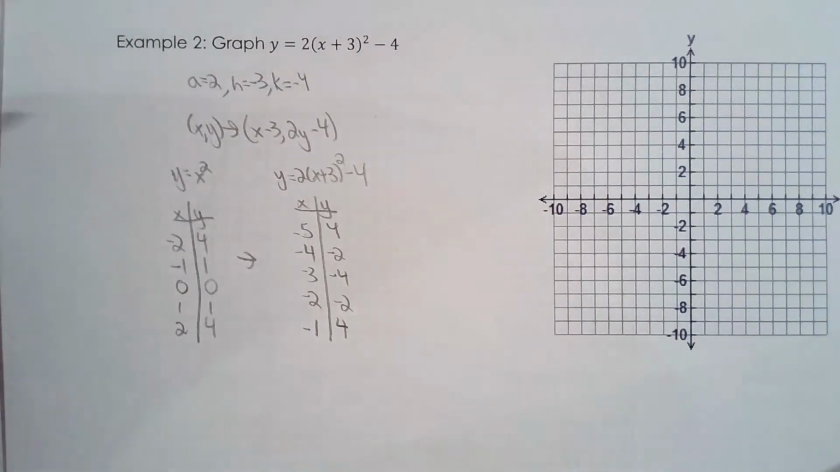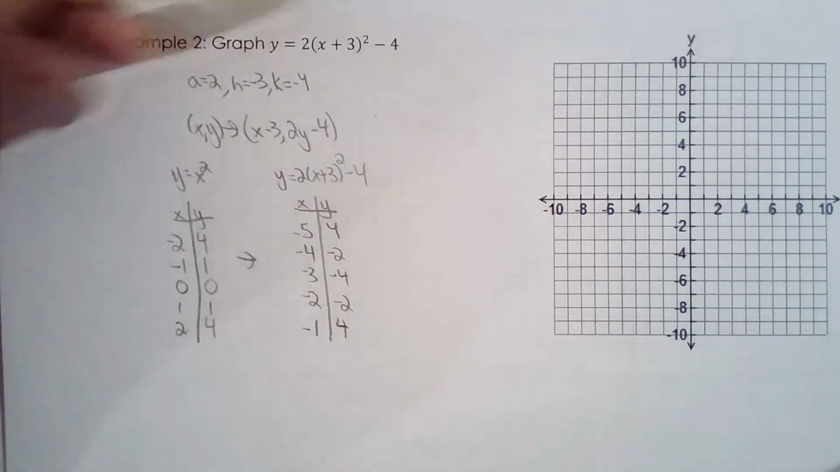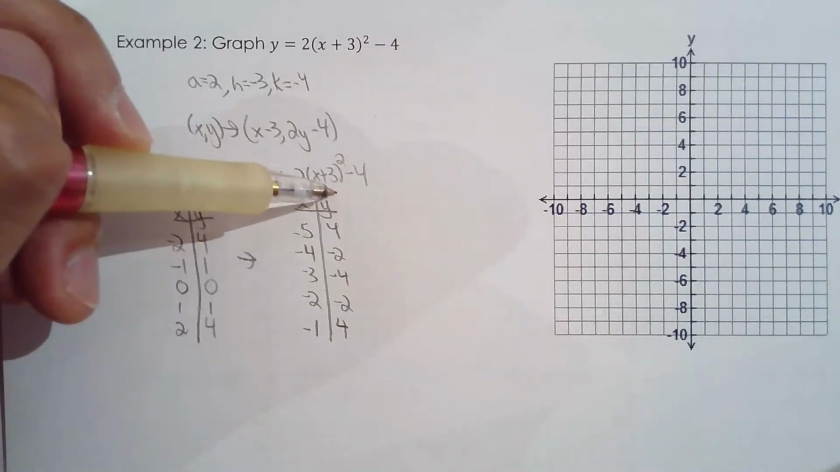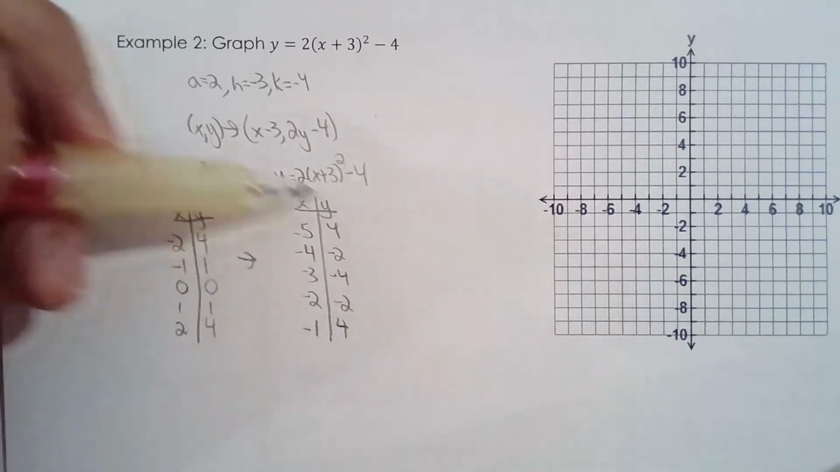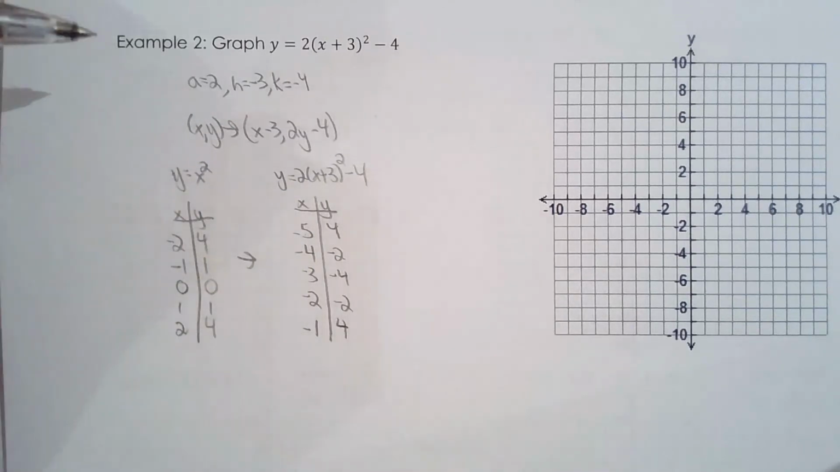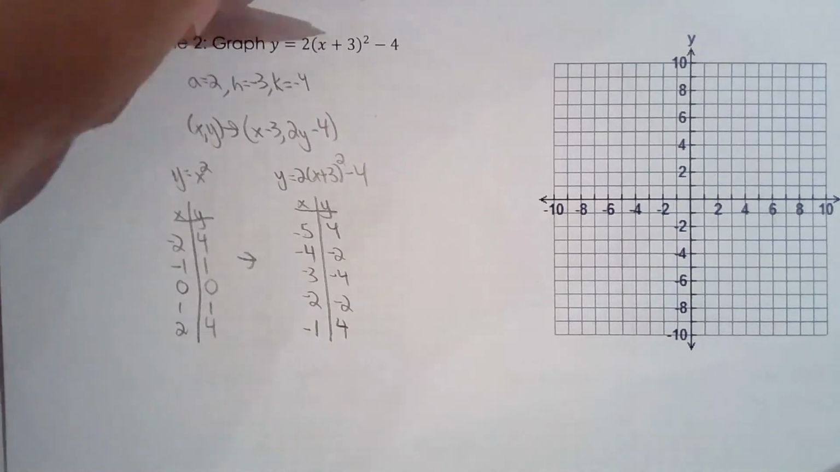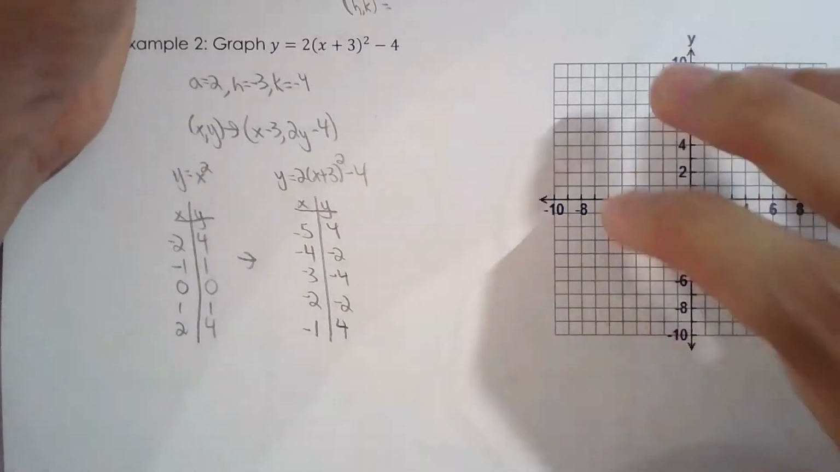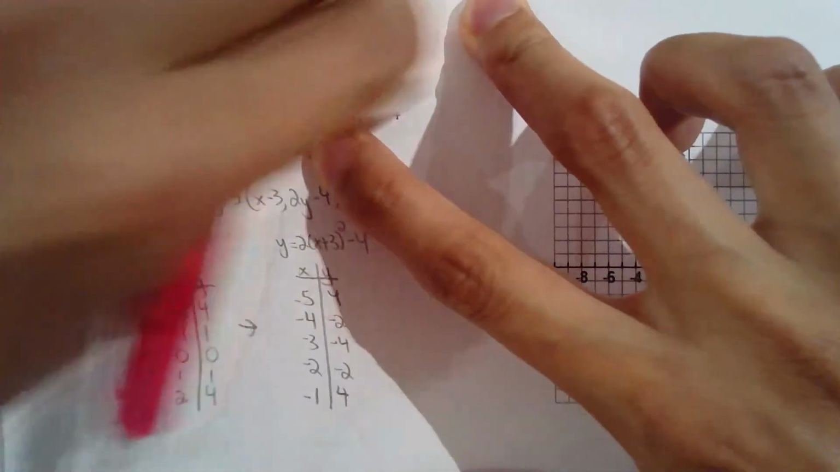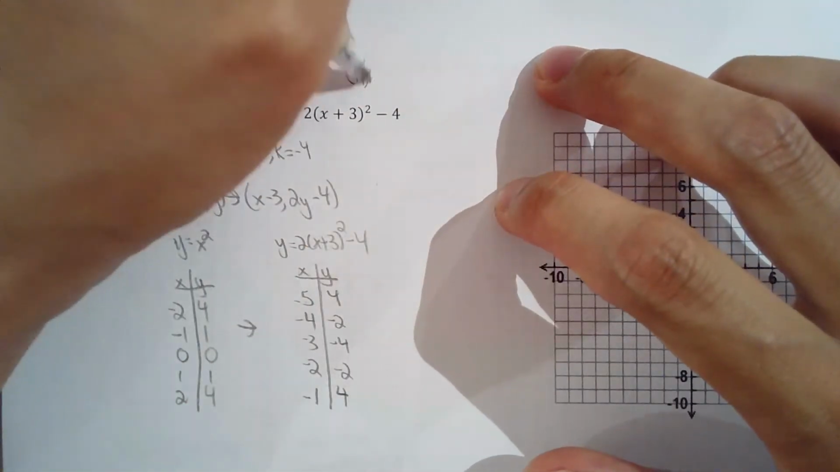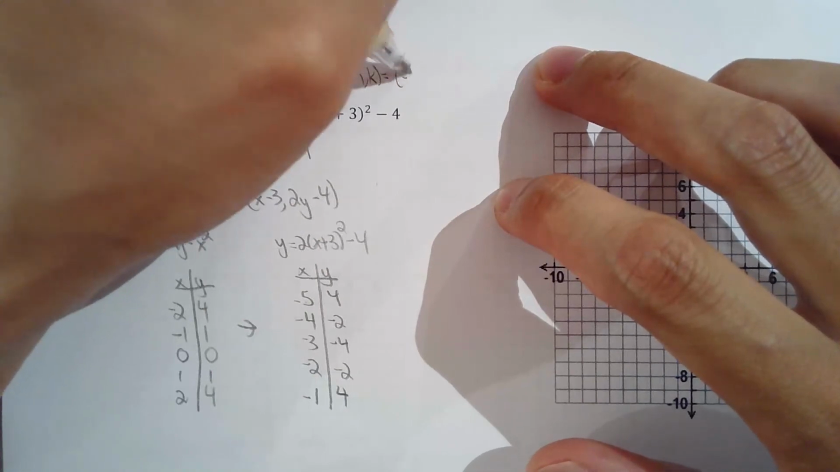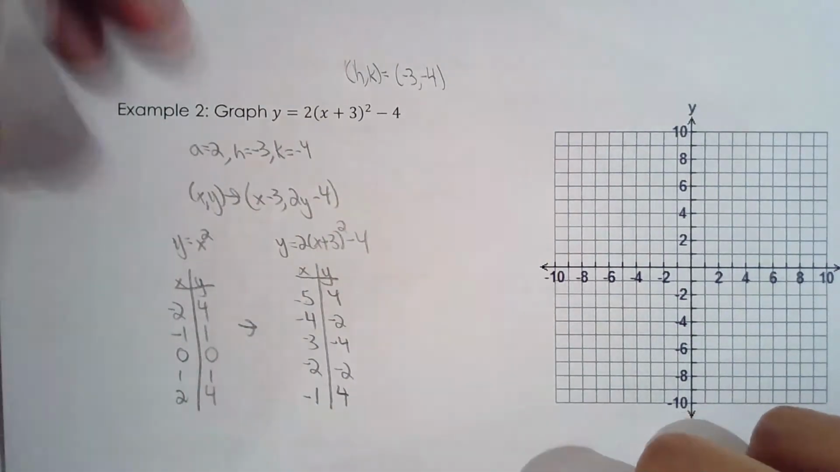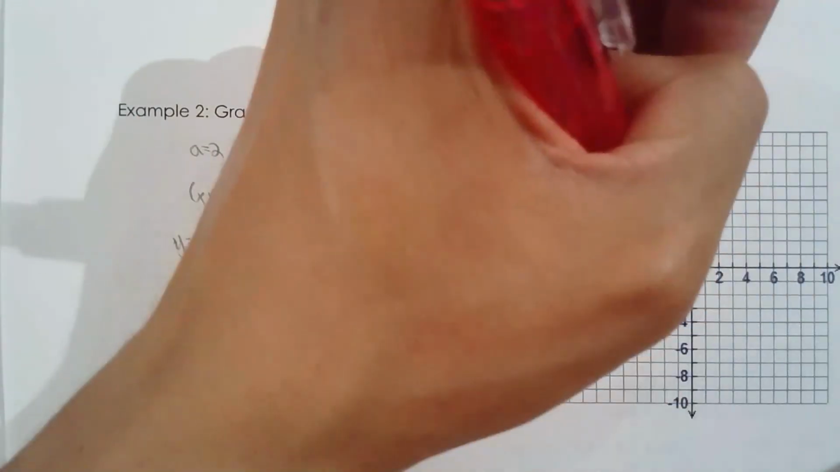So the second way to graph y = 2(x + 3)² − 4 is really, if you think about it, you can come to this table without doing all this work, right? Because this is vertex form. You already know the vertex, h, k, the vertex is -3, -4.